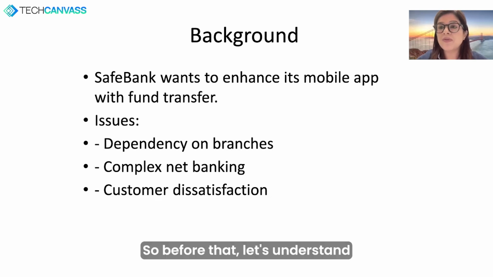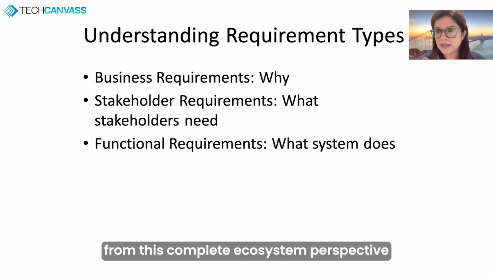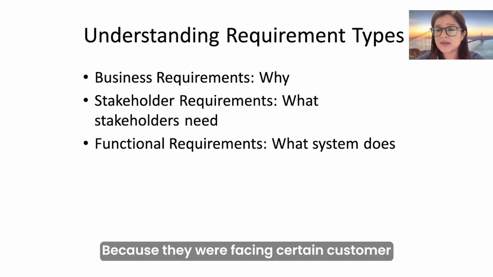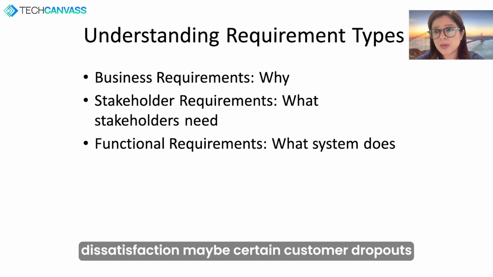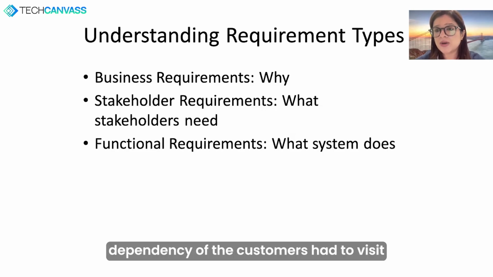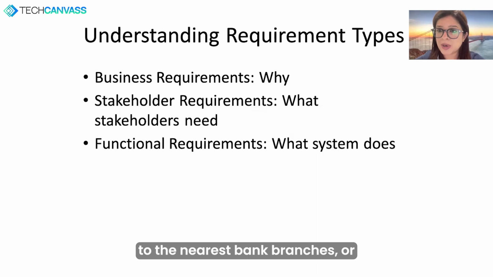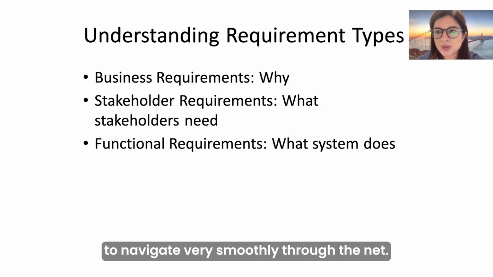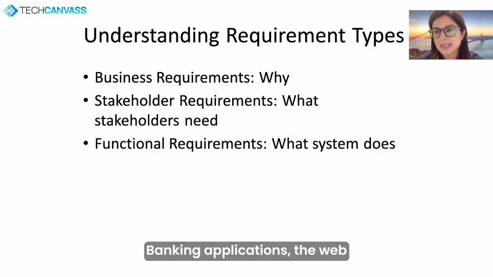Okay, before that, let's understand from this complete ecosystem perspective what the business requirement is here. The business requirement is why we need these changes, and in the previous slide we clearly understood why these changes were required. Because they were facing customer dissatisfaction, maybe certain customer dropouts, because of the two mentioned reasons: a huge dependency on customers visiting the nearest bank branches, or users not being able to navigate smoothly through the net banking web applications that this safe bank had.